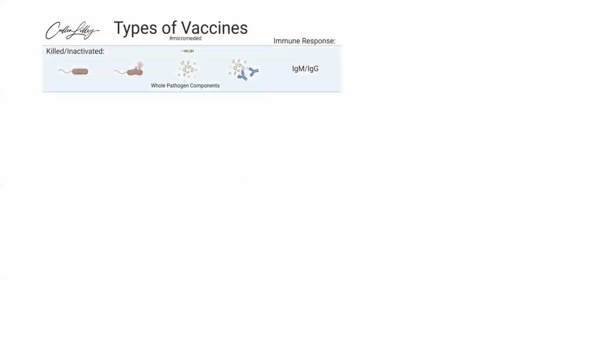Well, there are killed or inactivated vaccines that do not have active forms of the virus or bacteria that we're using that can promote IgM and IgG responses. This includes rabies, influenza injections, inactivated polio vaccine, which is the injectable form, and hepatitis A.